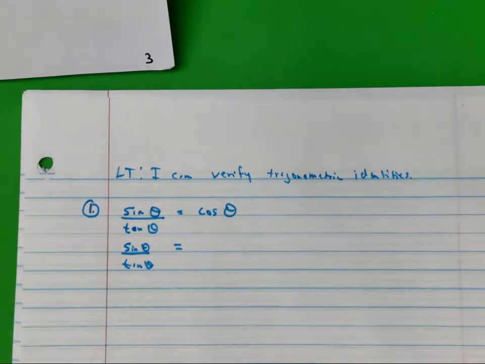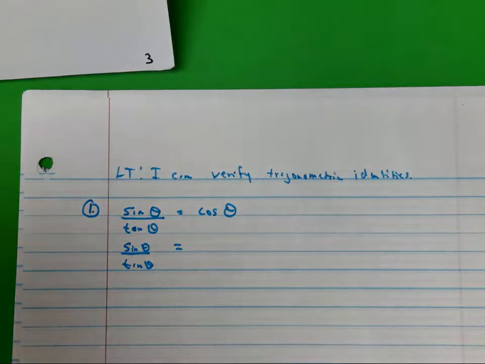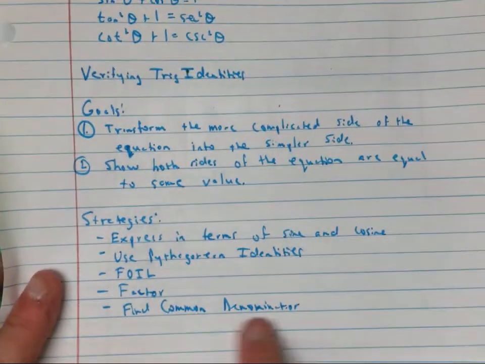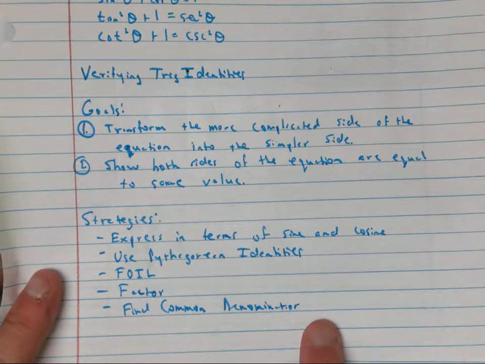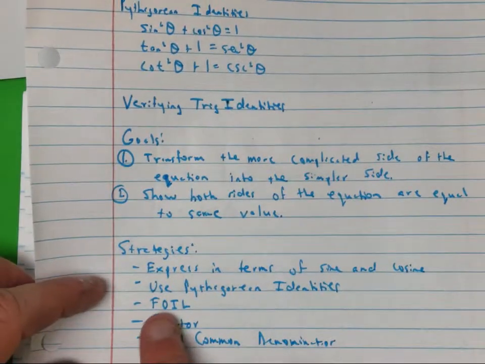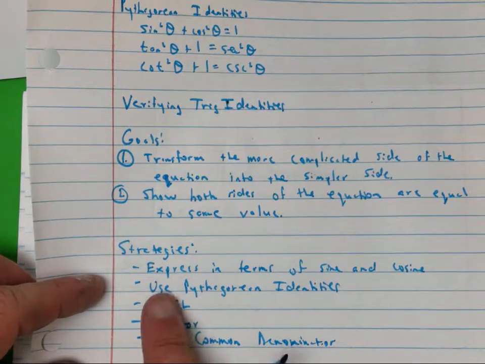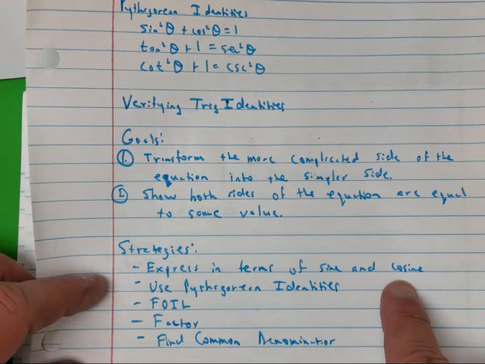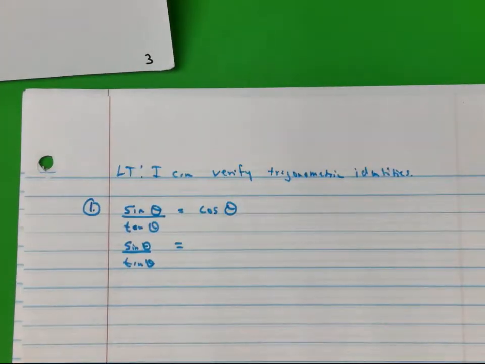Hey guys, I think about this in my head. Look at my strategies here. There's no fractions involved, so I don't need to use that strategy. There's nothing I can factor out of that. There's nothing in parentheses to fill, and there's no squares, so the only thing I can do is just break it down to sine and cosine.